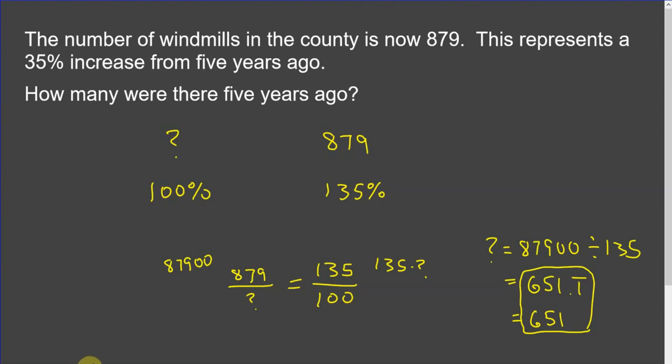So in the first video we did problems where the question mark was right here. Now we've done two problems where the question mark is over here. It's the earlier number. There's actually one more variation on this, which is when the percent increase or percent decrease is the unknown thing. So let's try one or two of those.